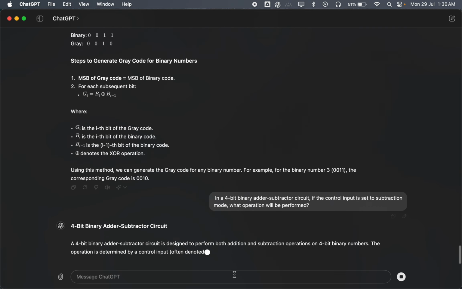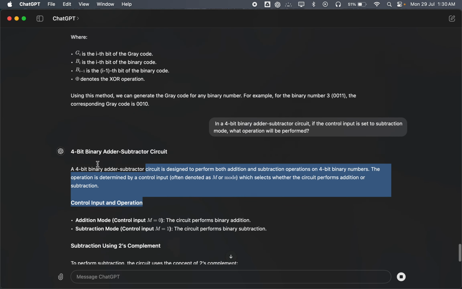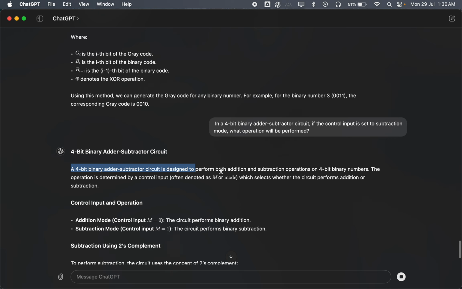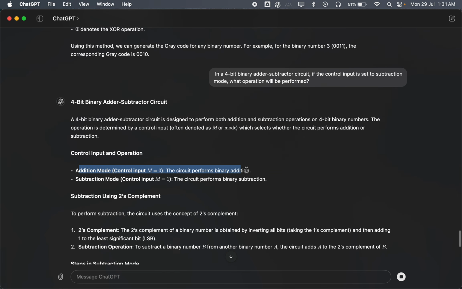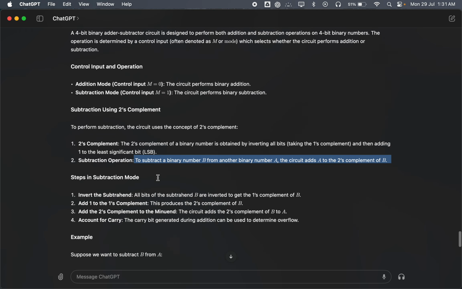Let's see what ChatGPT says. A 4-bit binary adder-subtractor is a device to do addition and subtraction on 4-bit binary numbers. The operation is determined by its control input M. M is 0 means addition, M is 1 means subtraction. Subtraction uses 2's complement. As I said, we first have to do a 2's complement. The 2's complement of a binary number is obtained by taking the 1's complement of all bits, then adding 1 to the least significant bit. Subtraction is also simple.